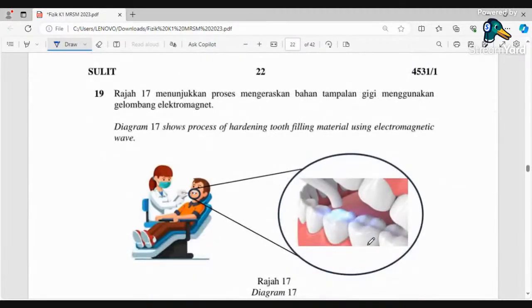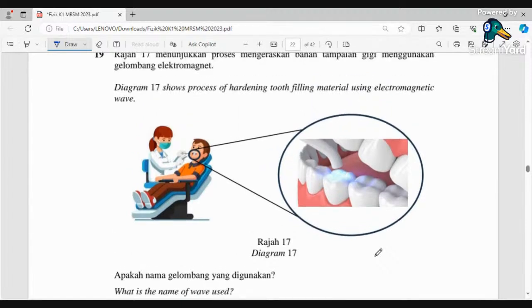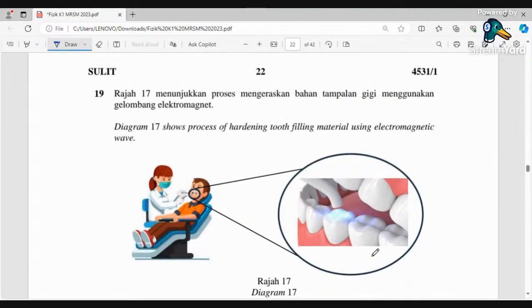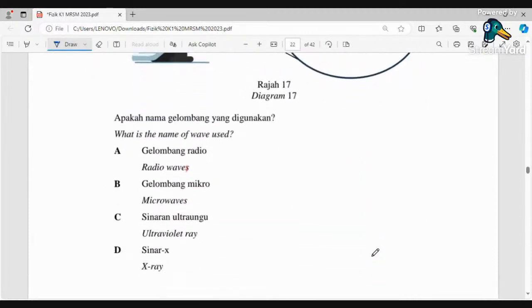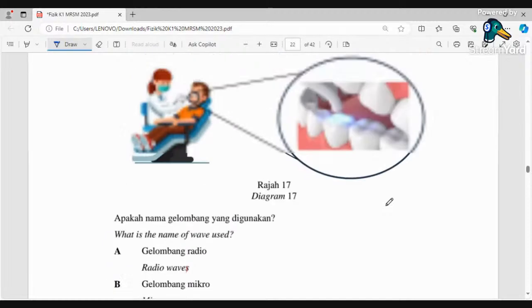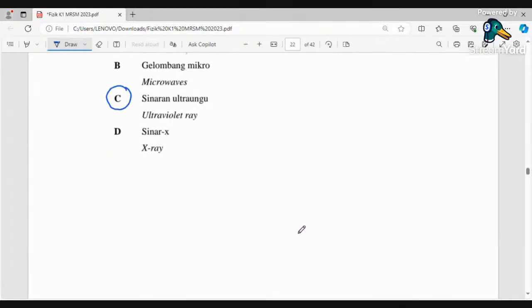Interference of light. Okay, number 19, tooth filling material. Name the wave used. Okay, yang warna macam purple, violet. Tu. 19 kita guna ialah ultraviolet. Kalau you biasa pergi klinik gigi, doktor letak macam warna purple tu. Okay, ultraviolet. Itu nama dia. Okay, ini untuk mengeraskan bahan tampalan, hardening the tooth filling. Tanpa gigi nak keraskan dia punya filling tu, dia letakkan UV ultraviolet.